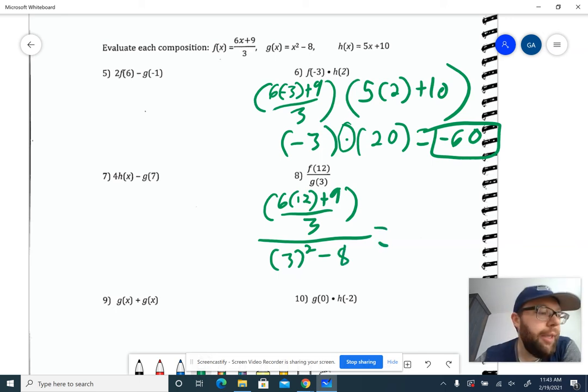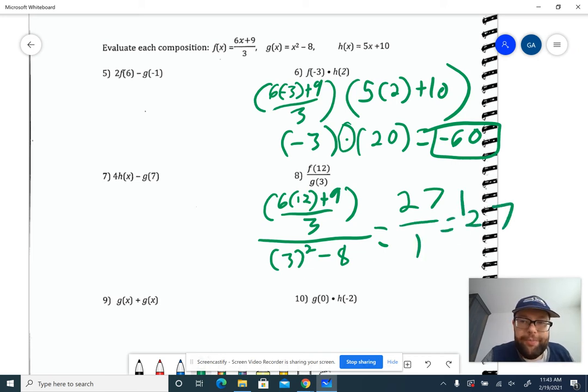Okay, so when I do that, 6 times 12 is 72, plus 9 is 81, divided by 3 is 27. And then 3 squared is 9, minus 8 is 1. 27 divided by 1 is just 27. So your final answer is just 27. So not too tough, right?